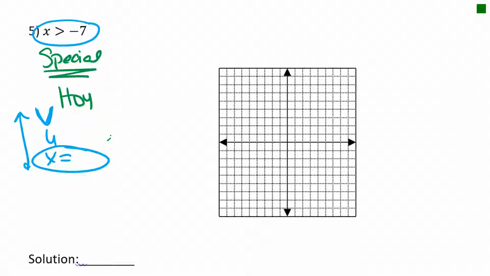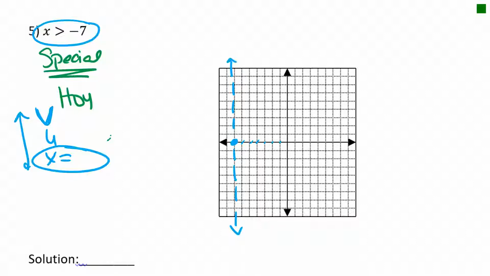I'm going to go to where x is -7. 1, 2, 3, 4, 5, 6, 7, right there. Is it a solid line or a dotted line? It's going to be a dotted vertical line that goes right through the point. X is -7. Remember, if it's only an x, it will only go through the x-axis. It will not touch the y-axis.